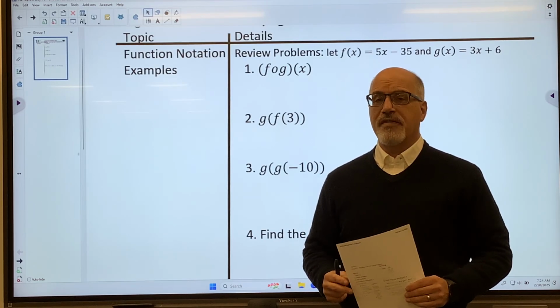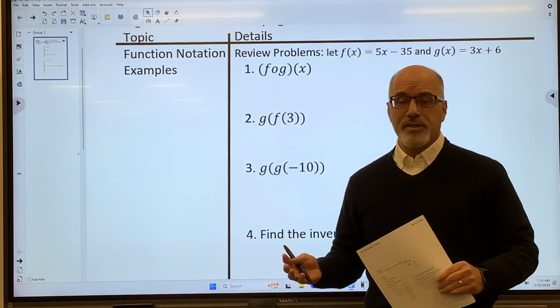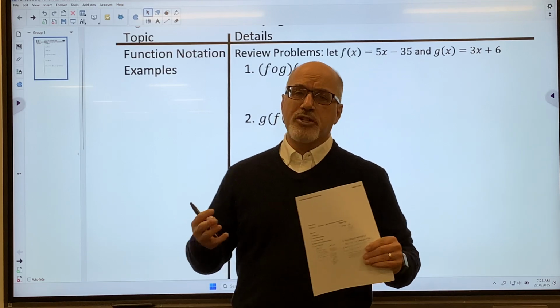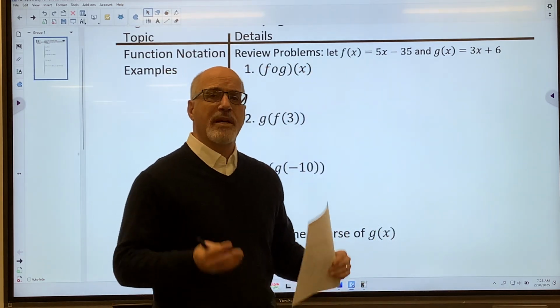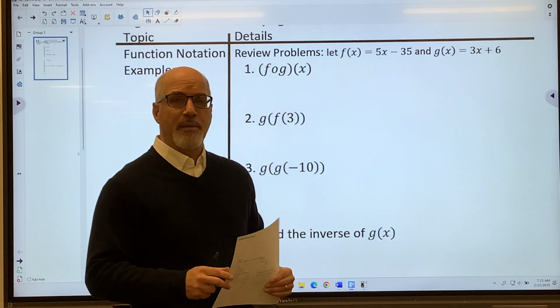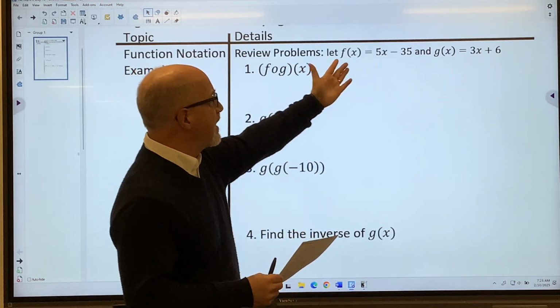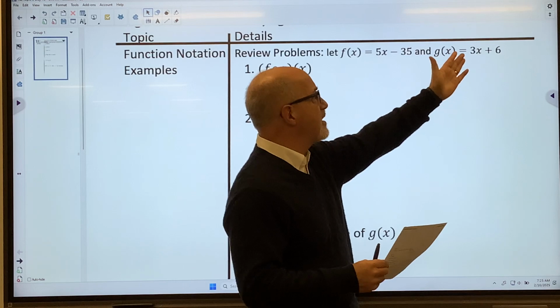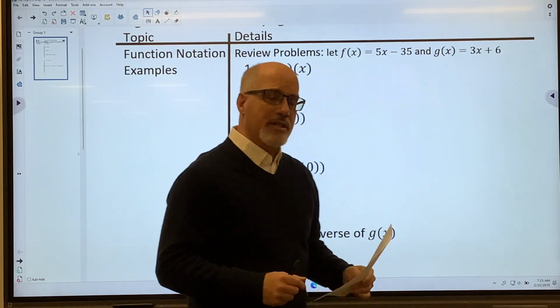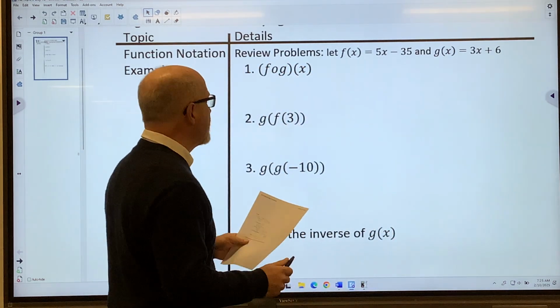These problems are going to be function notation examples. So we want to make sure we have more depth to the types of problems we do by doing more examples with functions. I'm going to start with f of x equals 5x minus 35 and g of x equals 3x plus 6. I'm going to use those as my two functions.